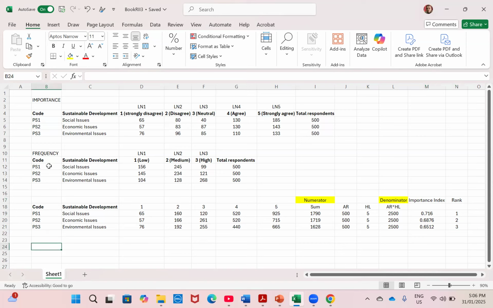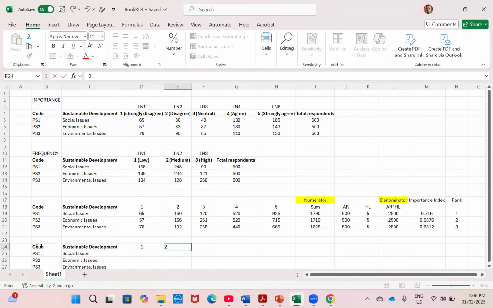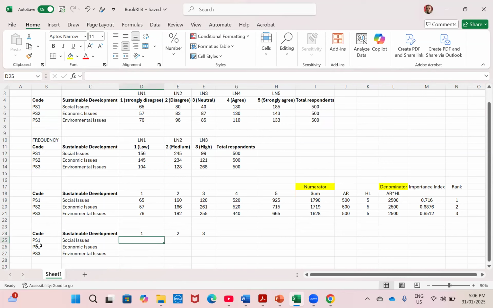Now, the next thing to do is to compute the frequency index. So for the frequency index, you do a similar thing. And that one is 1, 2, 3. They are not up to 5. So what do you do? According to the formula, if you pick the 1, you multiply by 1. And you just scroll down. If you pick 2, you multiply by 2. And you scroll down.